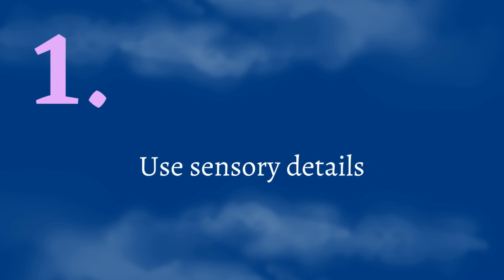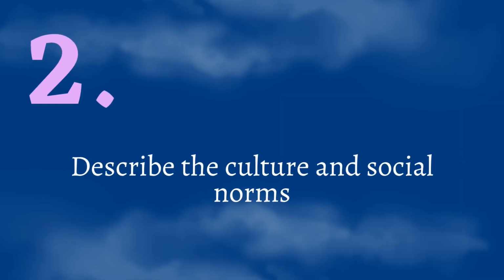Number 1, use the sensory details, so that your readers experience the place, the time, the whole environment of what you're writing about. Describe the sights, the sounds, the smells, the tastes, and the textures. Describe them in words and emotional words, both. Number 2, describe the culture and the social norms.